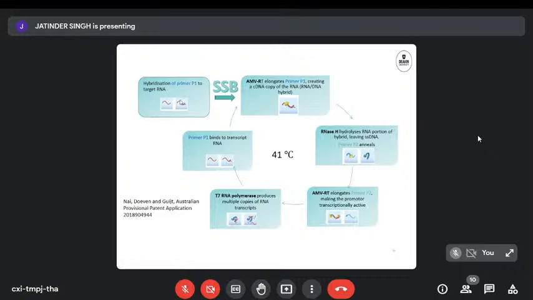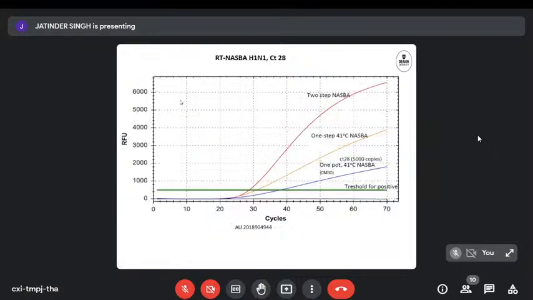So no heating, we added a single-strand binding protein. And as you can see here, we did get amplification in our one-step NASBA, with only a slight initial delay in amplification. So this is the two-step protocol where we get an amplification product after about 28. We got it after 31, but you can see that actually we can eliminate the thermal step by using a single-strand binding protein.